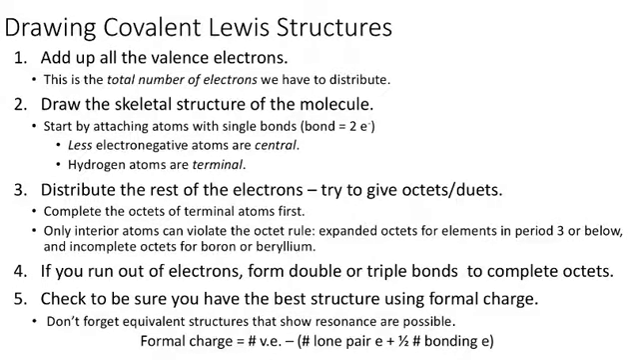If you run out of electrons that you can draw based on your calculation in step 1, and not everything has an octet, then you're going to need to use double and triple bonds.